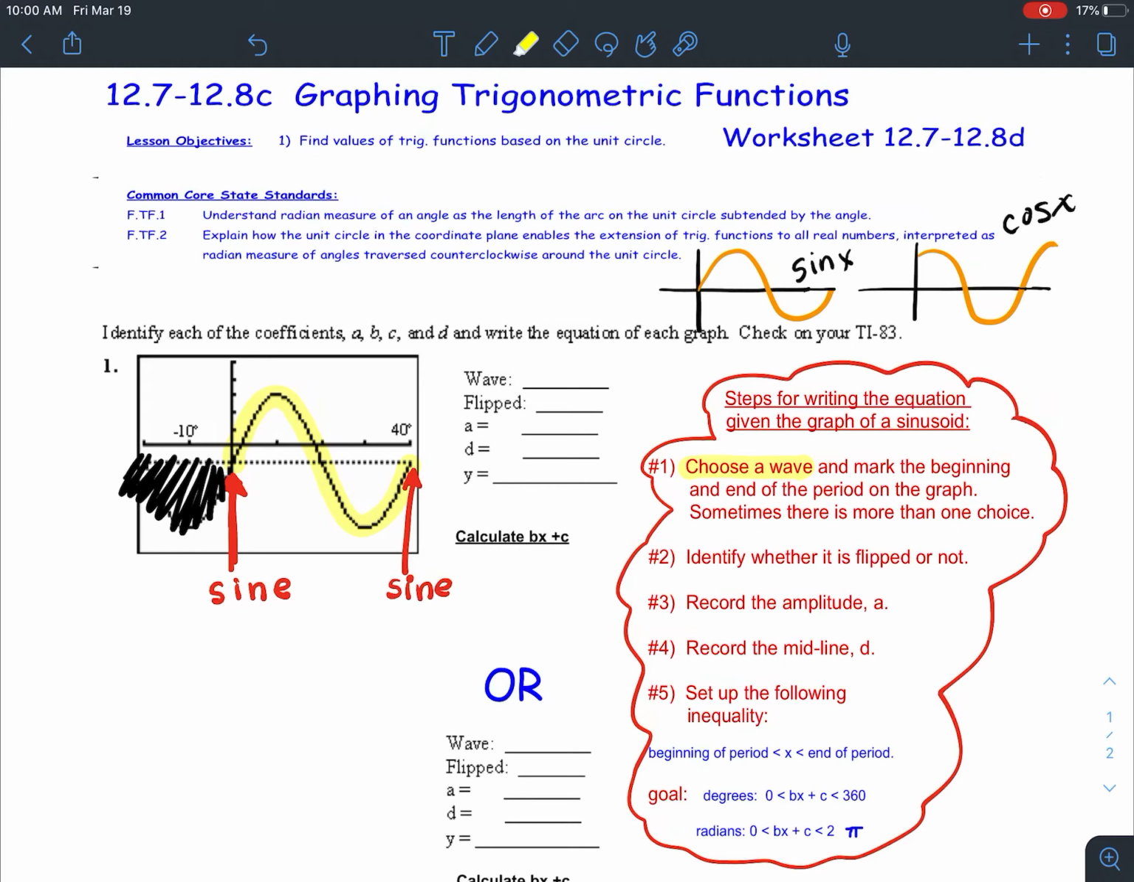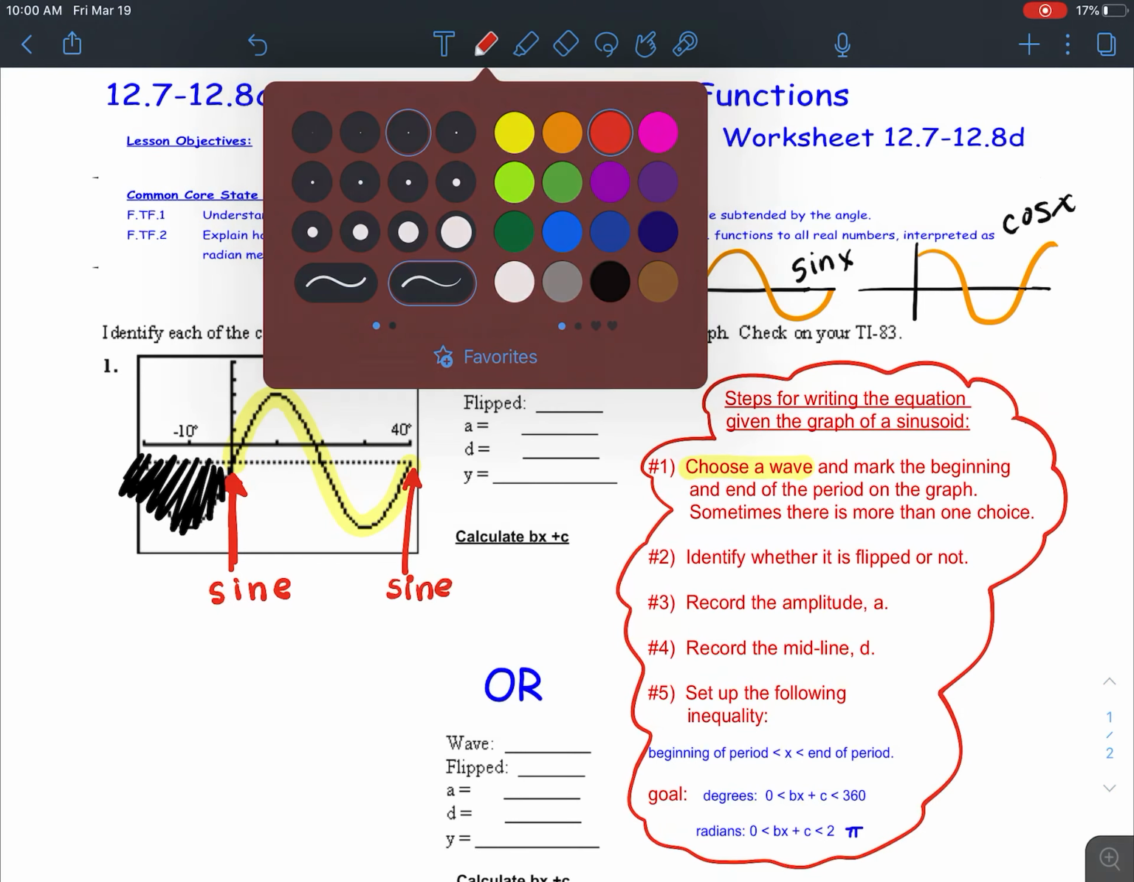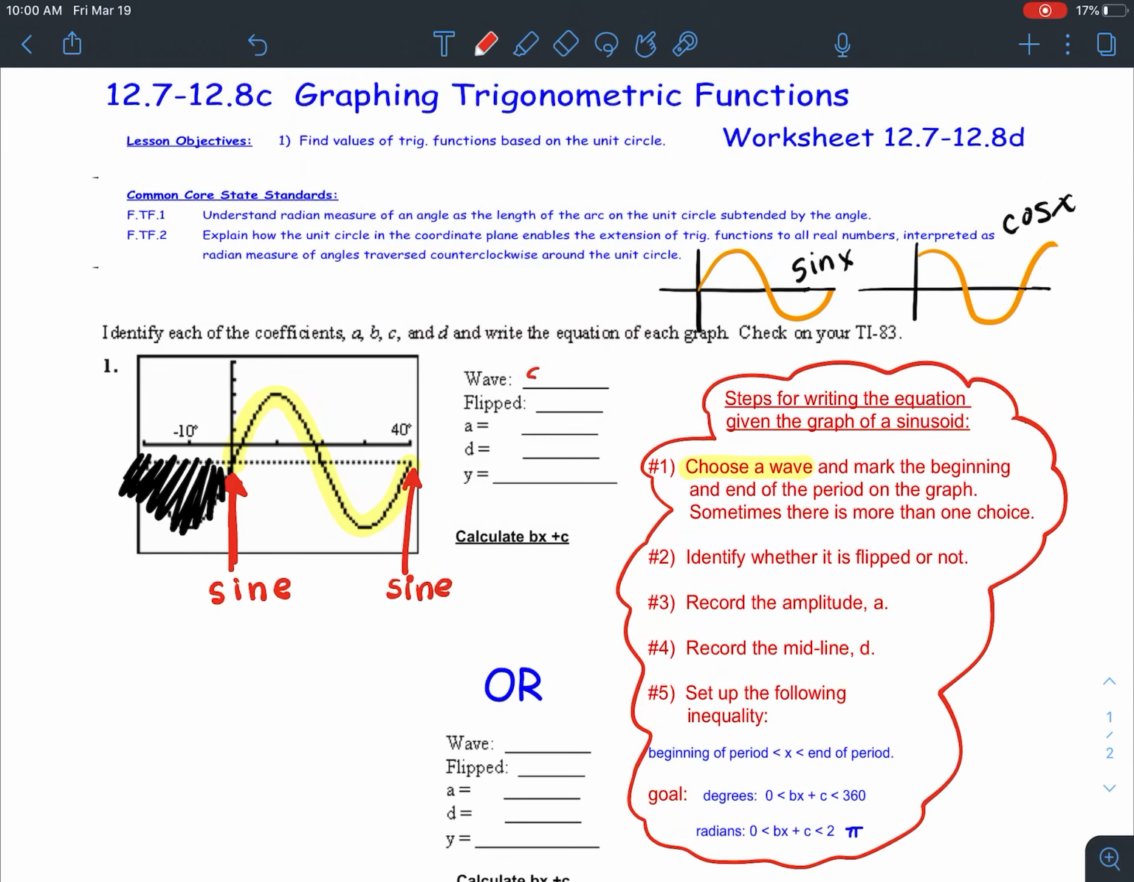So let's go ahead and jot down here. We're going to first identify what our wave is, so I'm just going to write sine on that line. Okay, and then the second step is we want to say yes or no: does it look like that wave that we have picked out is flipped across the midline? And that's why I drew these parent graphs here.